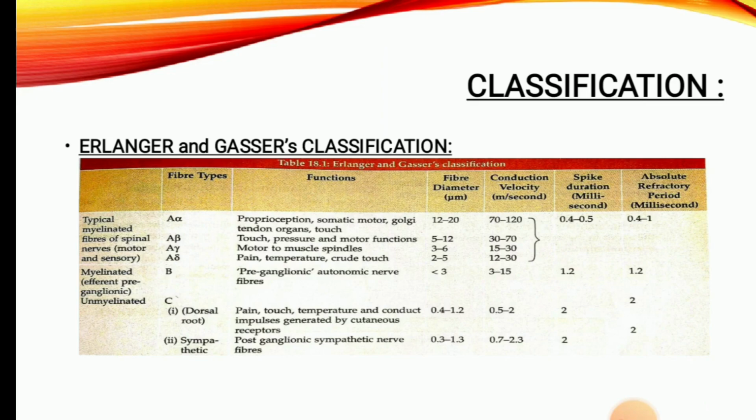Next comes the classification. There are different types of classification, but the most important one is Erlanger and Gasser's classification, which is usually asked in our terminals and sometimes in profs too. That's why I provided you the Erlanger and Gasser classification chart, which is extracted from the A.K. Jain Human Physiology book. Go through this chart, it's very important.